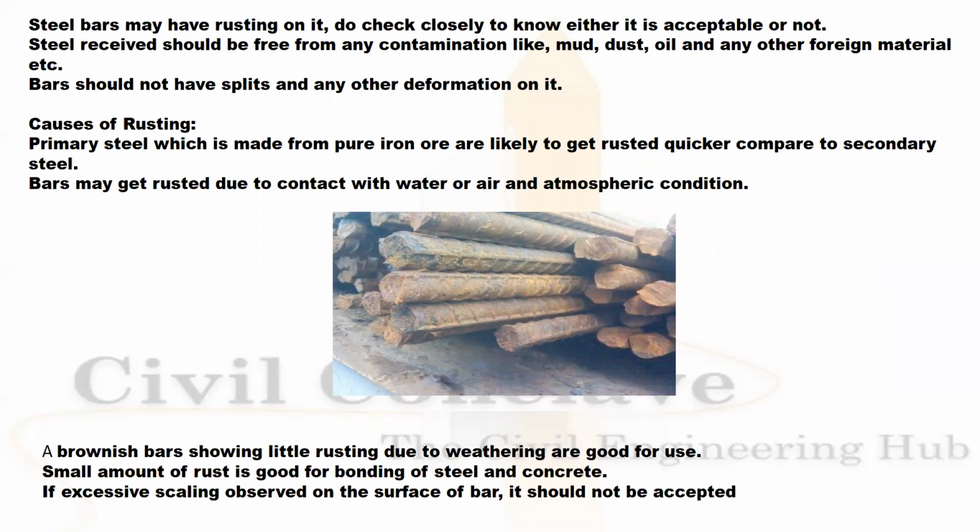Causes of rust. Primary steel, which is made from pure iron ore, is likely to get rusted quicker compared to secondary steel. Bars may get rusted due to contact with water or a moist atmospheric condition. A brownish bar showing a little rusting due to weathering is good for use. A small amount of rust is good for bonding of steel with the concrete.